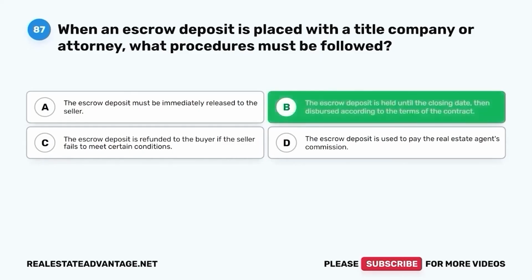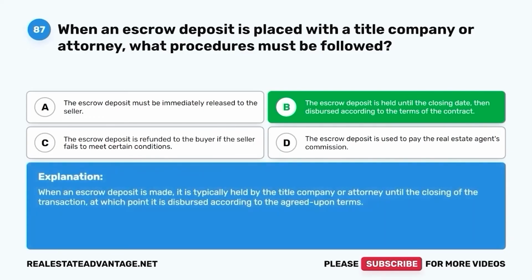The correct answer is B. The escrow deposit is held until the closing date, then disbursed according to the terms of the contract. When an escrow deposit is made, it is typically held by the title company or attorney until the closing of the transaction, at which point it is disbursed according to the agreed-upon terms.